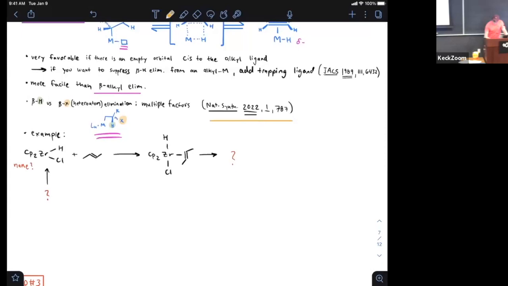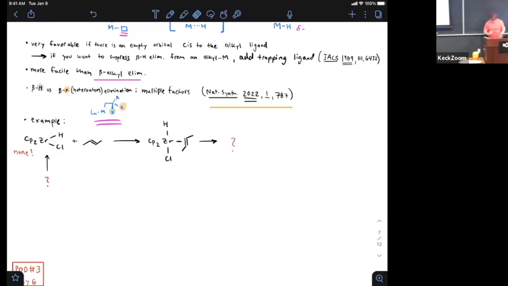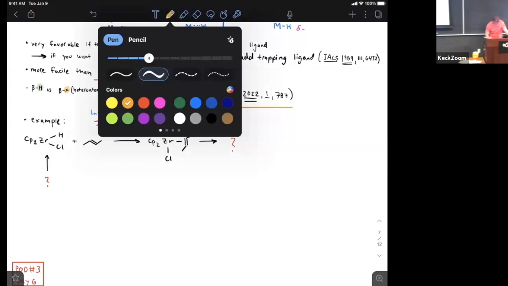Okay, let's consider one more case in this hydrometallation, beta hydride elimination theme. And that will be the case of this bis-Cp chlorozirconium hydride species. So Elin, tell me a little bit about this. Do you know the name of this complex? Schwartz reagent, very good.